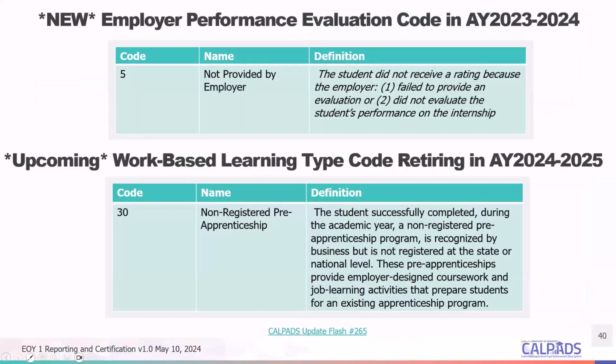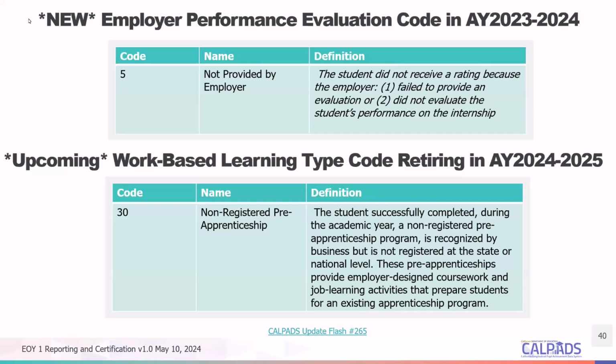Okay, there are 2 noteworthy changes to talk about. One of them is currently in place in the 23 to 24 academic year, and one of them is an upcoming change for the 24 to 25 academic year that we want to get on your radar as early as we can. So let's begin at the top here with the change that is currently in place with the employer performance evaluation code. So LEAs populate field number 2113, internship employer performance evaluation code, in the work-based learning file with codes in the internship employer performance evaluation code set.